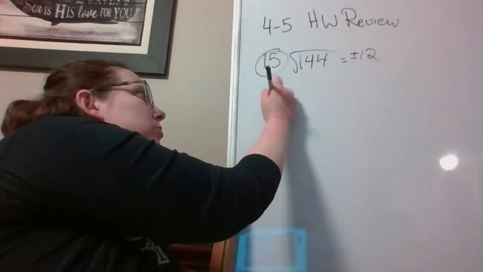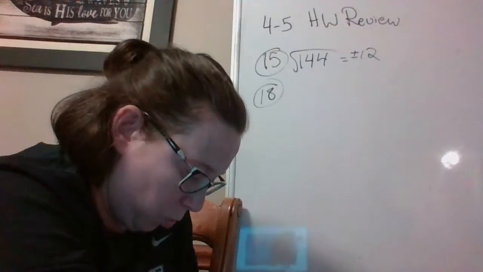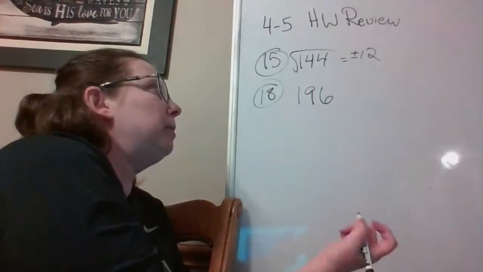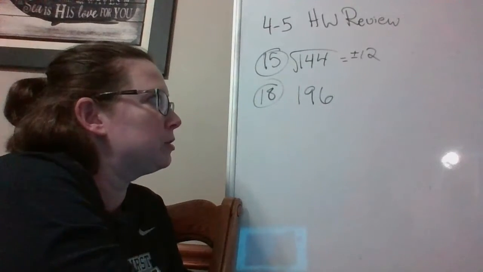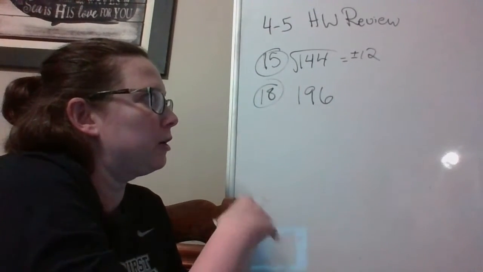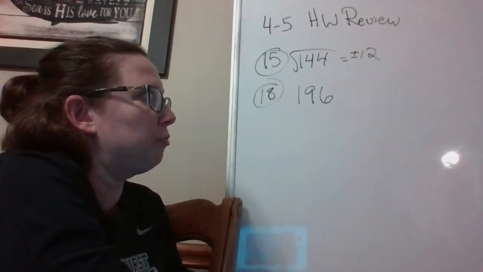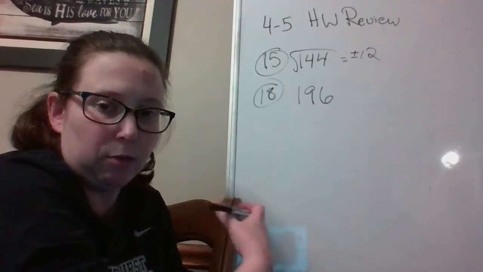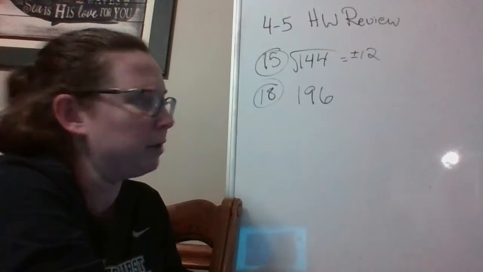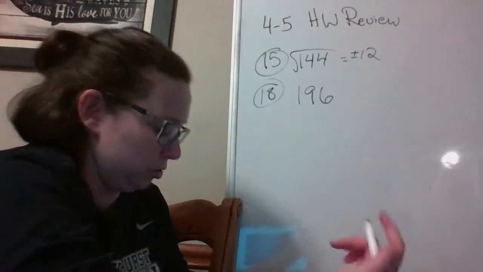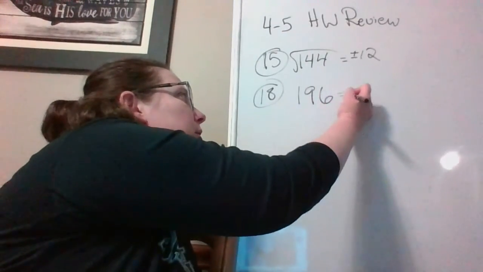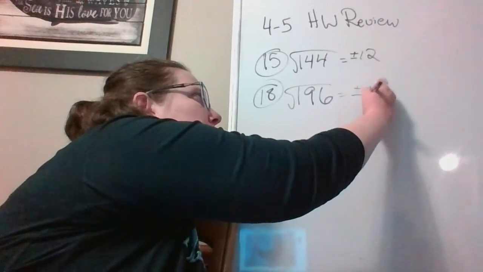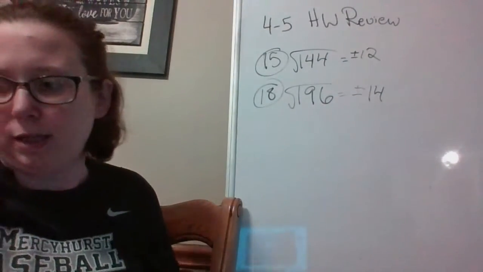Moving on now to number 18. We have 196. So keep in mind that these are going to be perfect squares. So even though this is getting bigger, we can kind of run through some numbers and we're going to find the answers pretty quickly. When you do that, in this case, square root of 196 would be positive and negative 14.